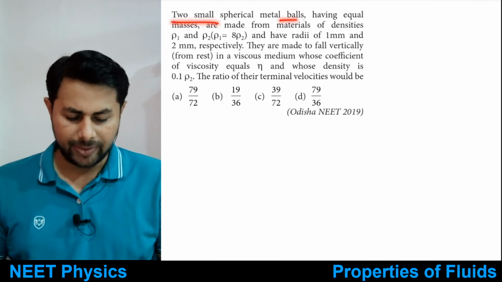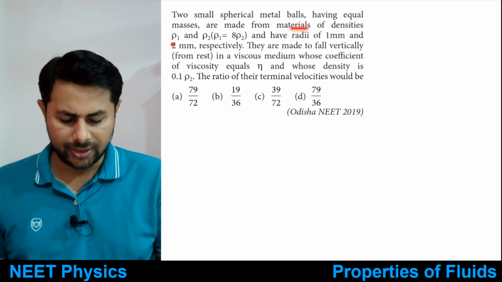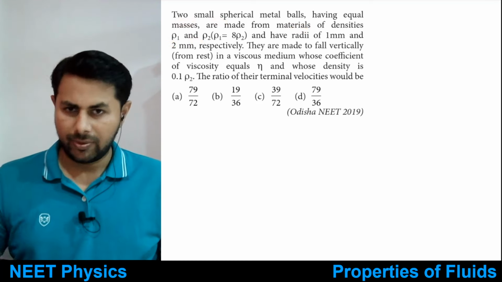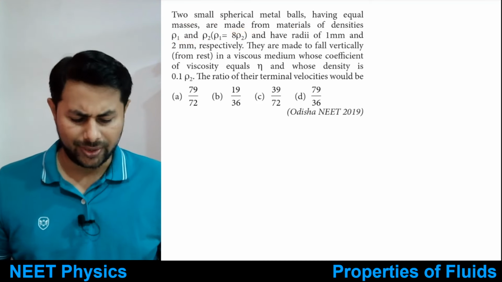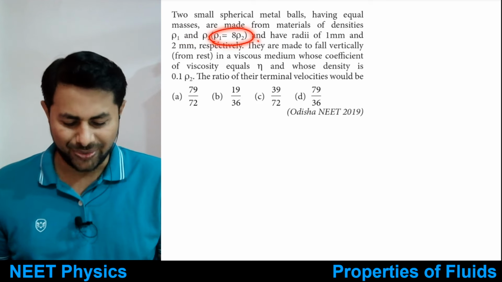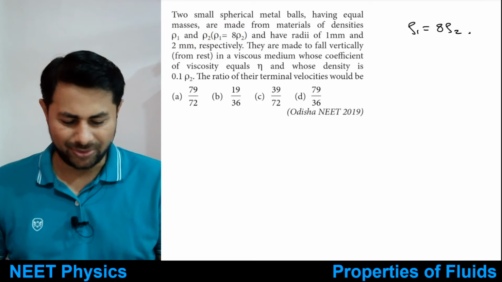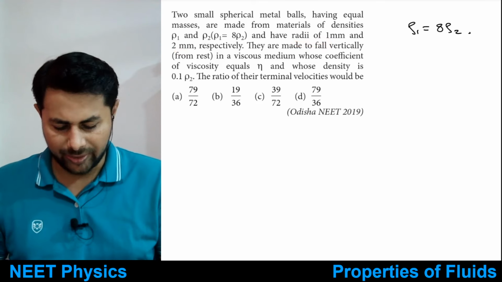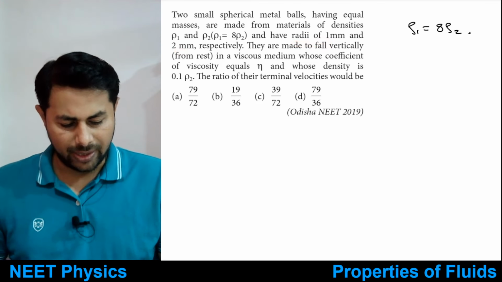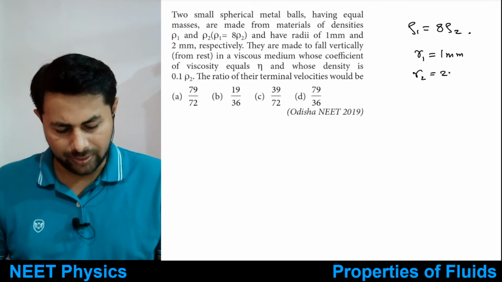Two small spherical metal balls having equal masses are made from materials of densities ρ1 and ρ2. Okay, ρ1 is equal to 8 times ρ2. This is given, and the radii are 1 mm and 2 mm. So R1 is 1 mm and R2 is equal to 2 mm.